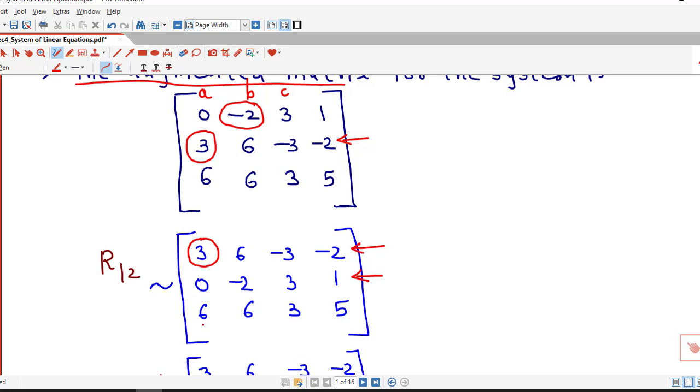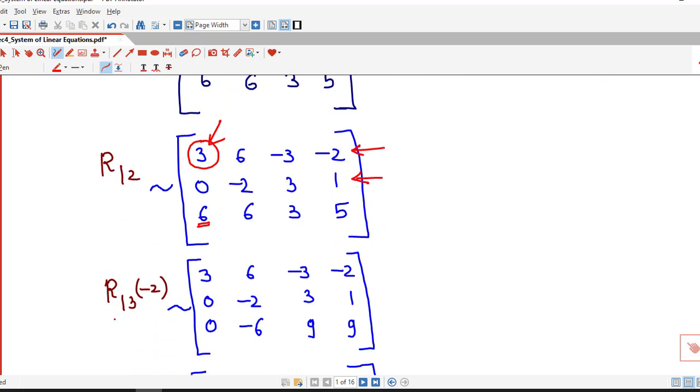So we must have this entry 0. Using this entry we make this entry 0. For that we multiply by -2 and add here. So the required elementary row operation is multiplying the first row by -2 and adding it to the third row. So we apply this operation: R1 is multiplied by -2 and added to the third row. So the third row will change. We have written the first and second rows as they are.